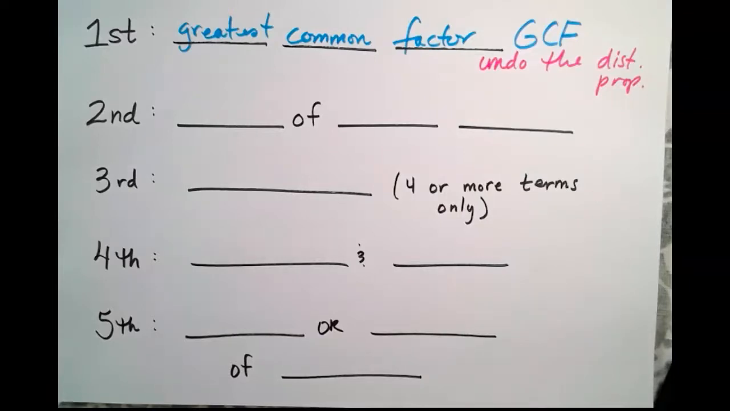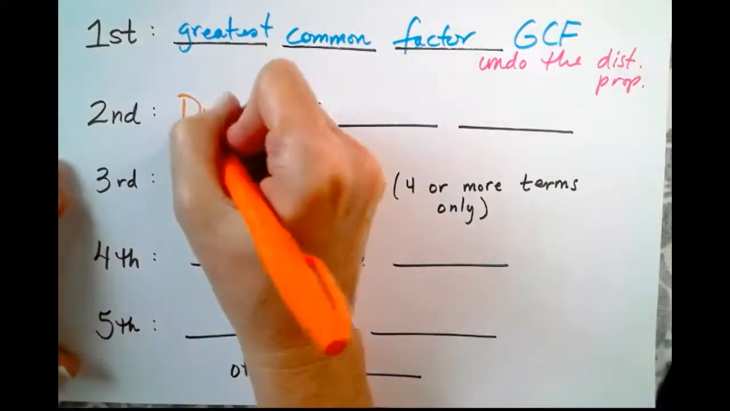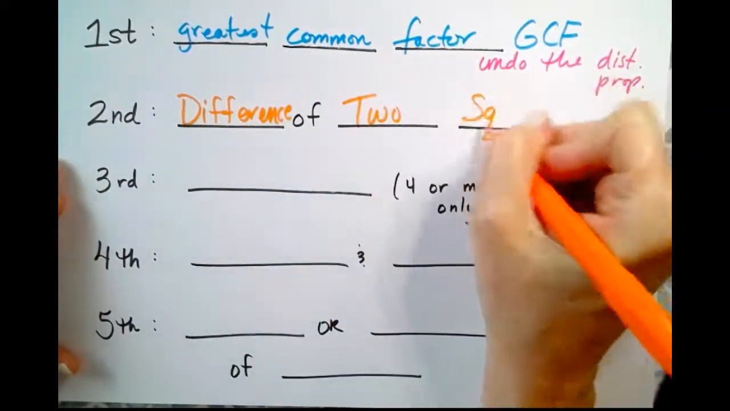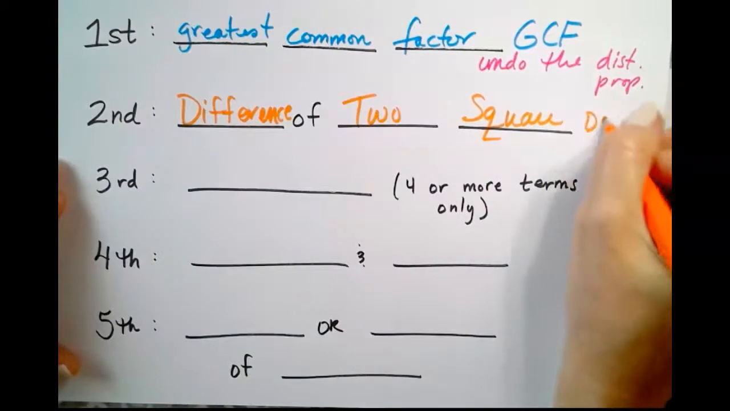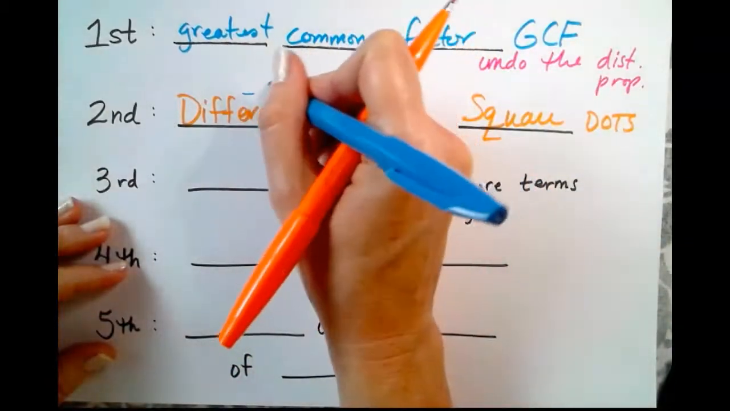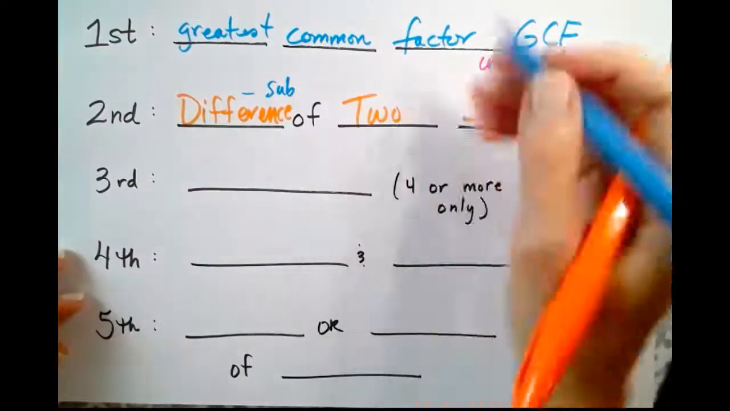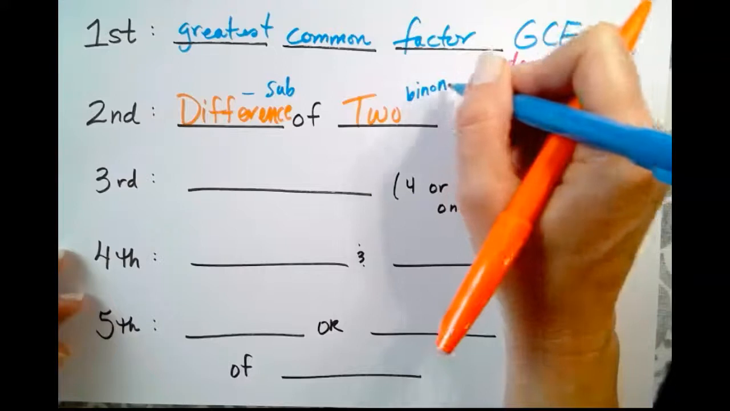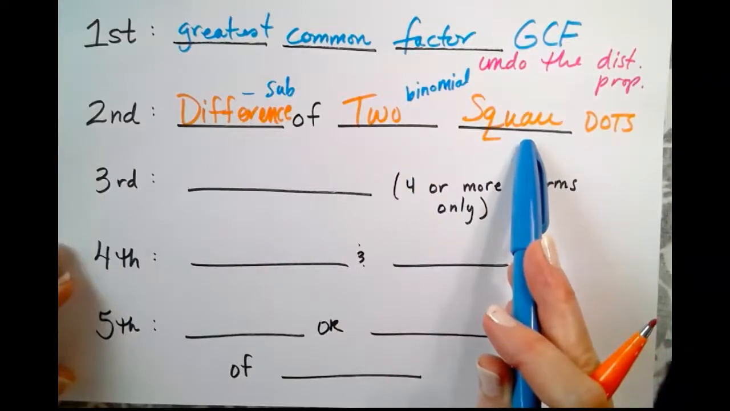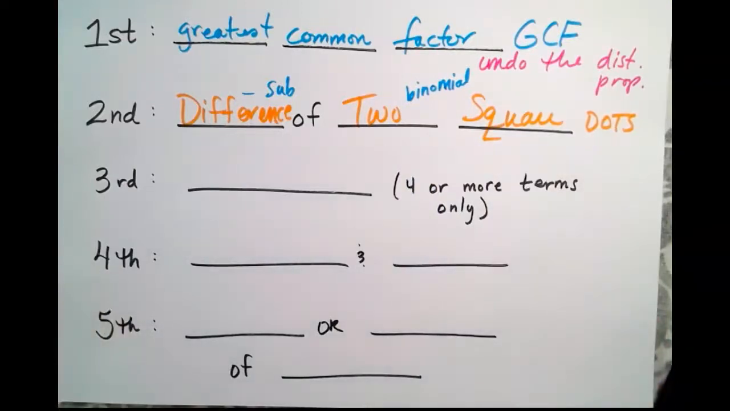That's essentially what's happening. Second, we're going to look for if we have the difference of two squares. I call that the DOTS. Very easy to spot. Obviously, it's a difference, which is implying that you're going to have subtraction. And if there's only two terms, it's going to be a binomial. And then, of course, those two terms would be perfect squares. So we're going to be on the lookout for the DOTS, the difference of two squares.